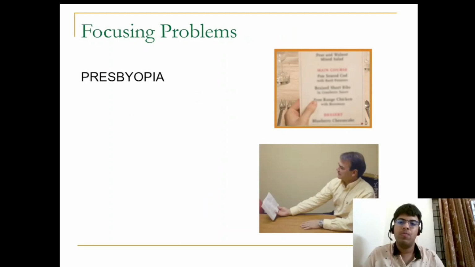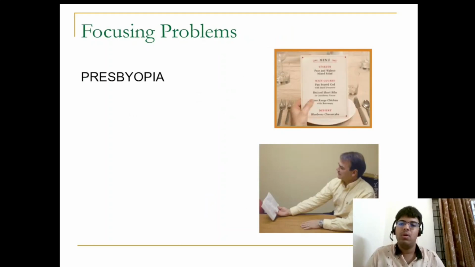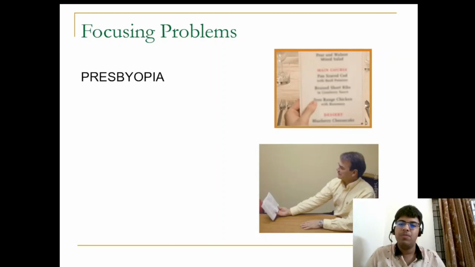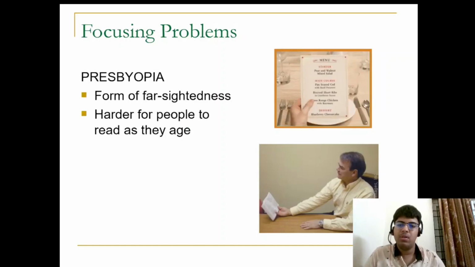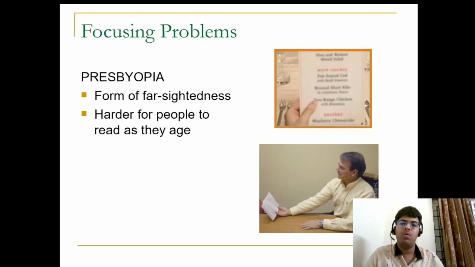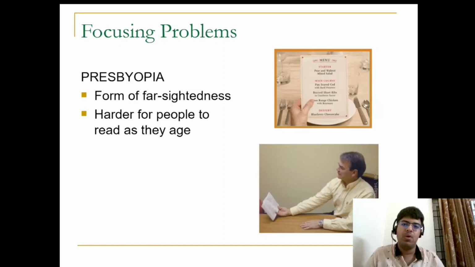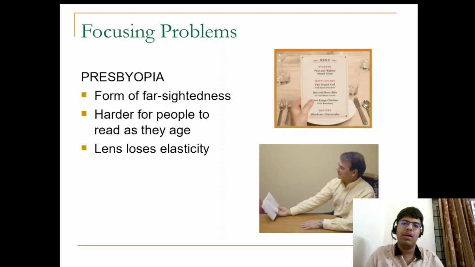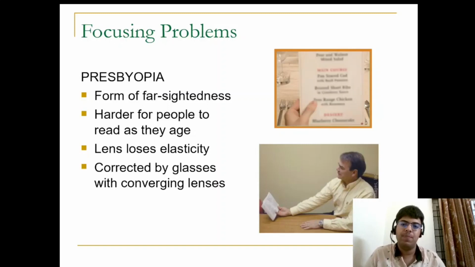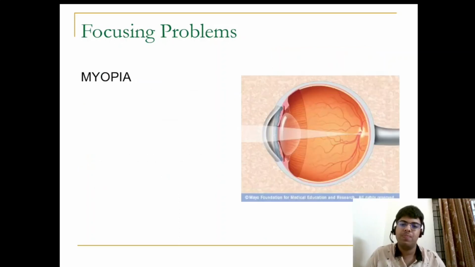Next is another focusing problem, presbyopia. It is a form of farsightedness where it is harder for people to read as they age. You might have seen some older people wear glasses for reading newspapers or reading some posters. It is because the lens of their eyes loses its elasticity, and it can be corrected by converging lenses.